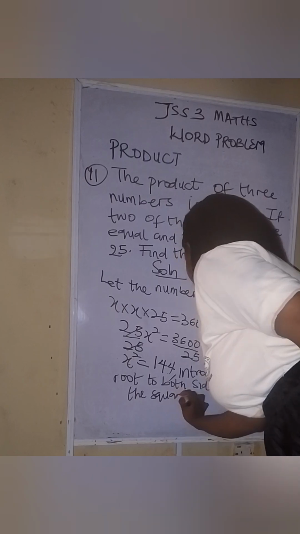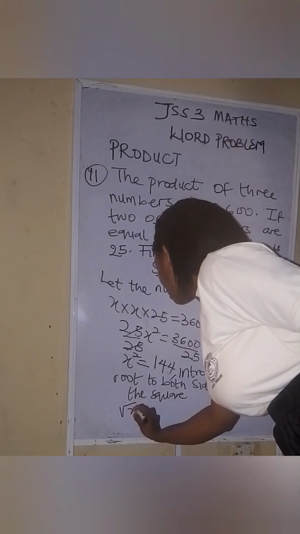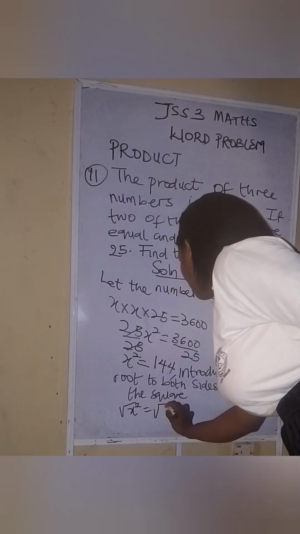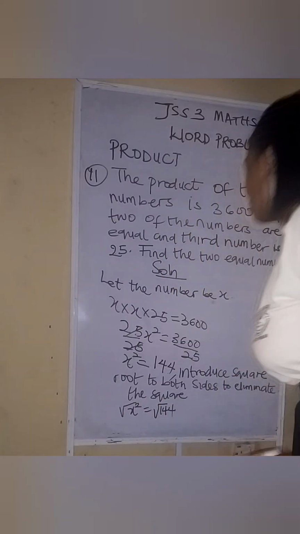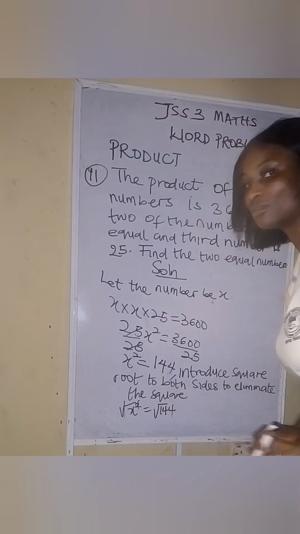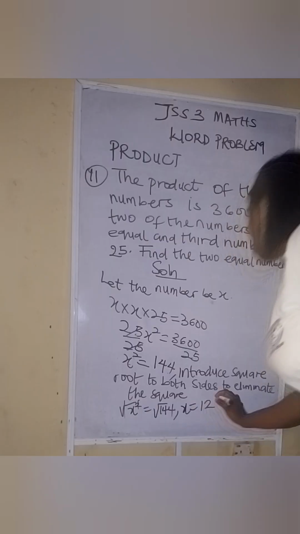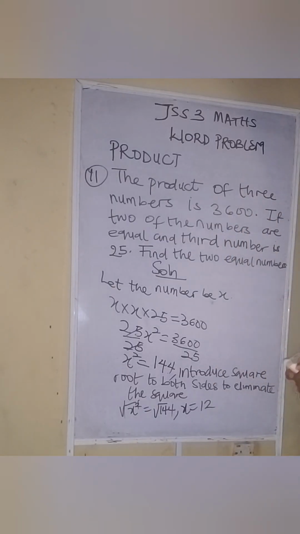So I want to eliminate the square now. Let's introduce square root to both sides. This is square root, this is square root, okay? Are you seeing it now? So the square root cancels this square. What's the square root of 144? 12. So x equals 12. So now the two equal numbers are 12. Are you seeing it now? So the two equal numbers are 12.